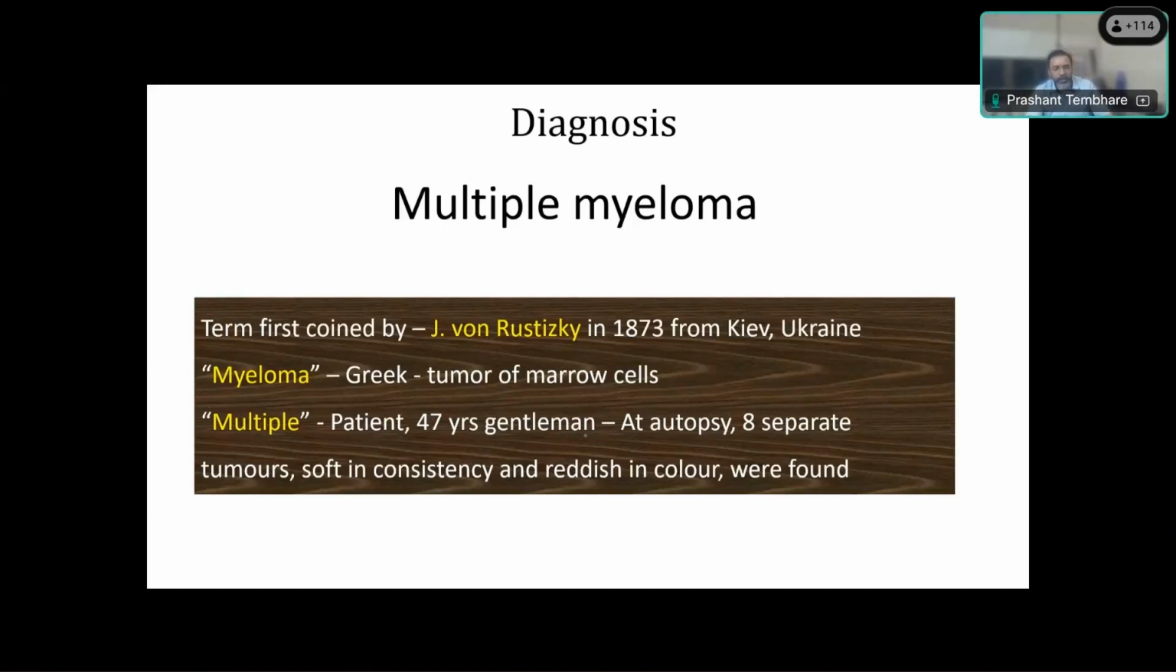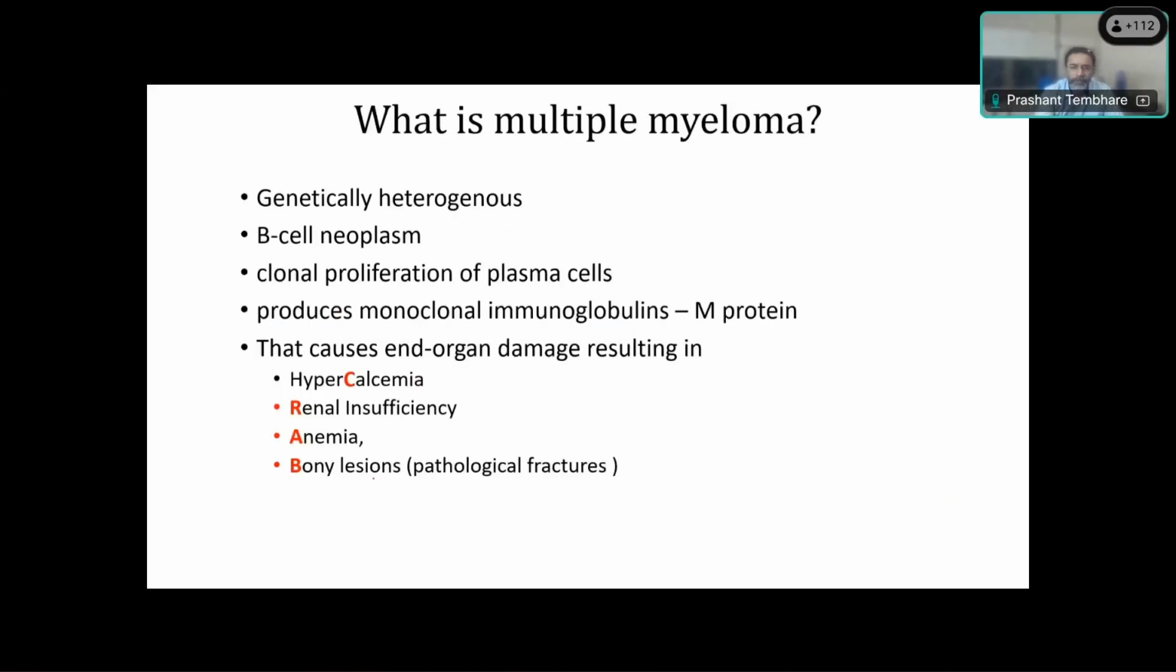The first patient they identified, with the help of which the term was coined, was a 47-year-old gentleman, and they found multiple such lesions on autopsy. There were 8 separate tumors in the patient. They had a soft consistency and were reddish in color. Because myeloma means marrow from the Greek word, tumor of marrow, and there were multiple tumors, that's how the term multiple myeloma was coined in 1873.